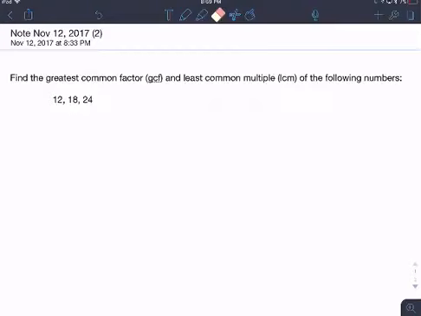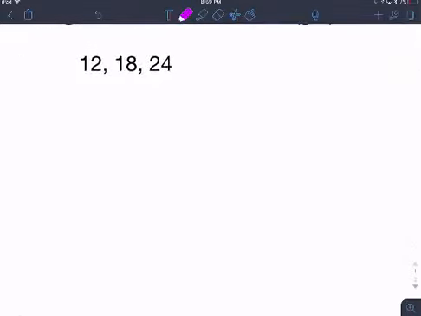Okay, so we are going to go over how to find the greatest common factor and the least common multiple of a set of numbers. So we're going to start with 12, 18, and 24, and we're going to start with GCF, and we're going to practice it the way that we learned it in class with our generic rectangle.